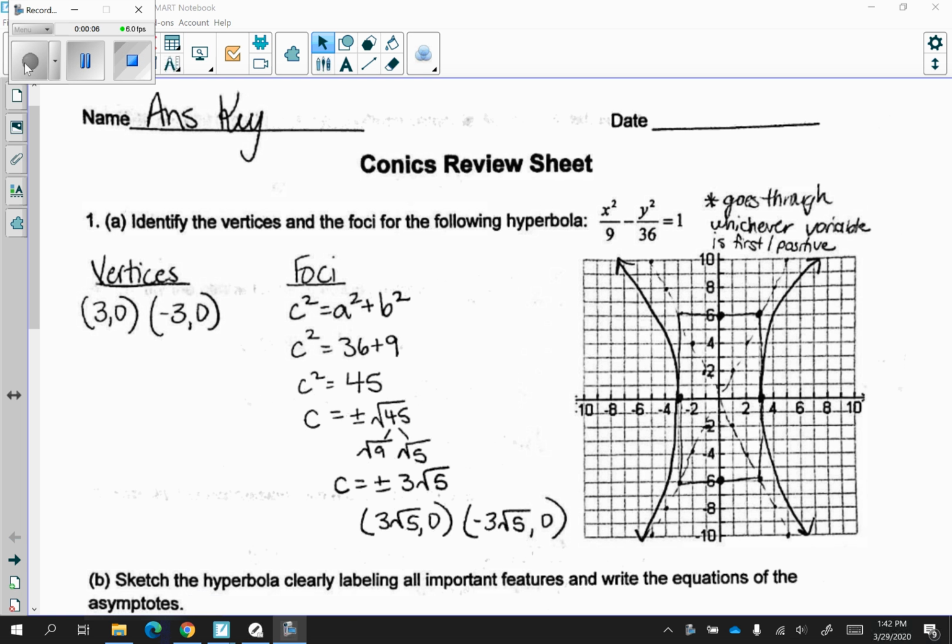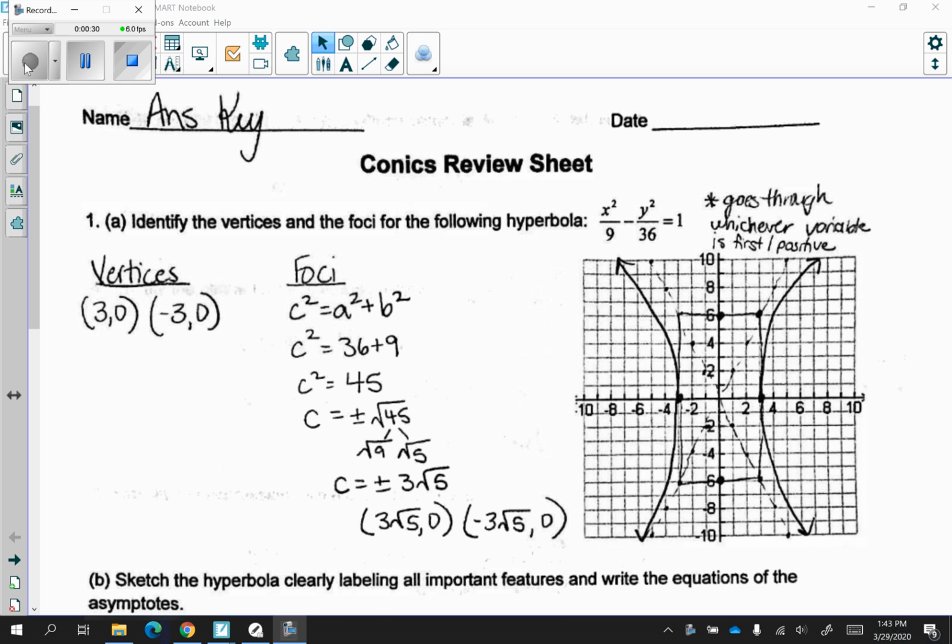Let's look at the first problem. Identify the vertices and the foci for the following hyperbola. x squared over 9 minus y squared over 36 is equal to 1. So notice that the x squared comes first and it's positive, so the vertices are going to be on the x-axis. The square root of 9 is 3, so (3, 0) and (-3, 0).